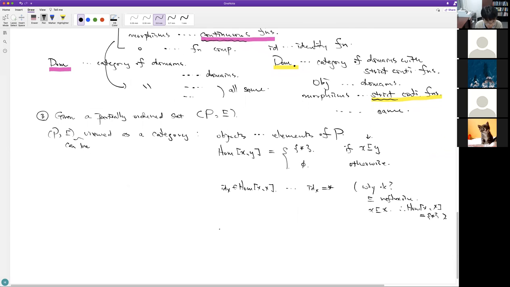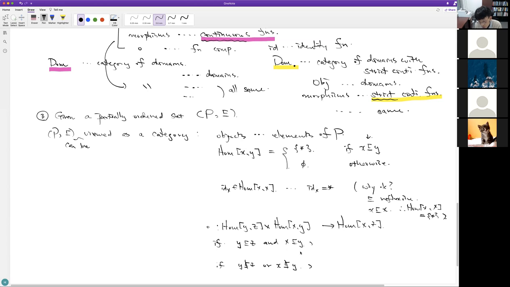And what's the composition operator? The composition operator here takes Hom(y, z) and Hom(x, y) and returns Hom(x, z). It's defined like this. Let me write this. If y is smaller than or equal to z, and x is smaller than or equal to y, in that case we define this circle by case analysis. That's the one case. And another case is, y is not smaller than or equal to z, or x is not smaller than or equal to y.